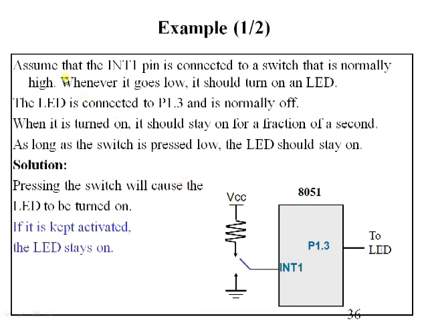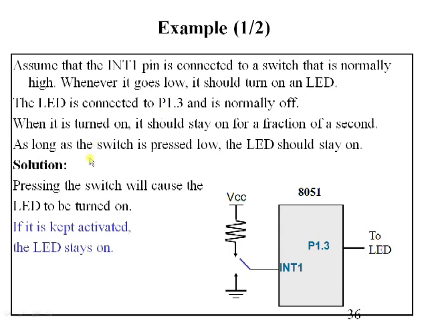Now let us see one example. Assume that the INT 1 pin is connected to a switch that is normally high. Whenever it goes low, it should turn on an LED. The LED is connected to P1.3 and is normally off. When it is turned on, it should stay on for a fraction of a second. As long as the switch is pressed low, the LED should stay on.